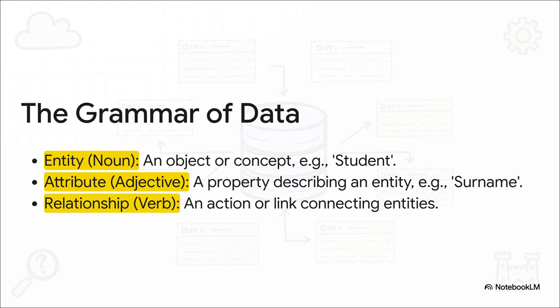It has nouns, which we call entities. These are the main things we care about, like a student. It has adjectives, which we call attributes. These are the properties of those things, like a student's surname. And it has verbs, which we call relationships. These describe how the nouns interact with each other. For example, a student enrolls in a course. That's pretty much the whole grammar right there.